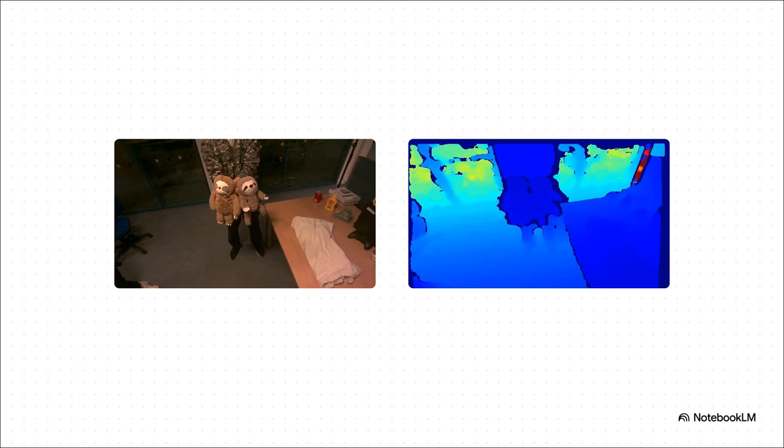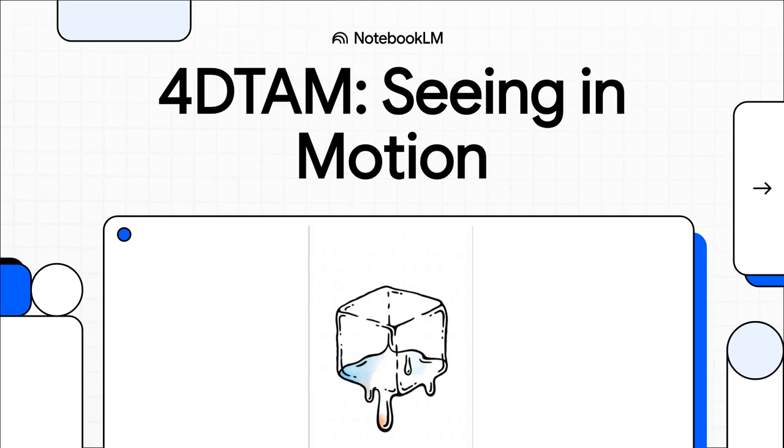Now, this works great for a static scene, but what happens when the world won't hold still? How do you teach a machine to see when those sloths start moving? And that's exactly the challenge we're going to tackle today. We're diving into a groundbreaking technology called 4D TAM.